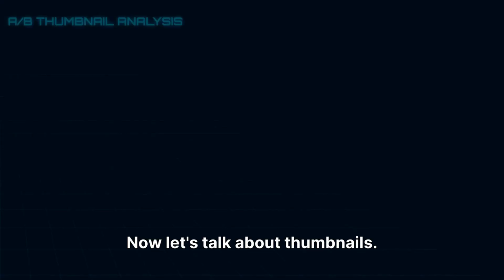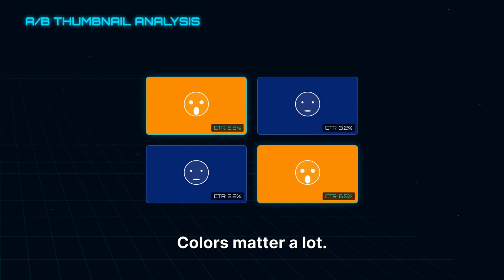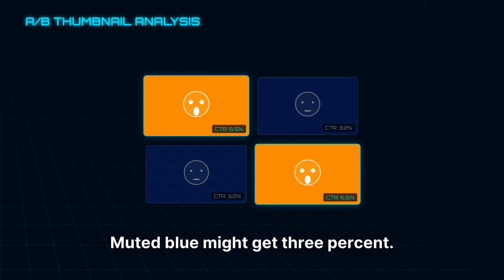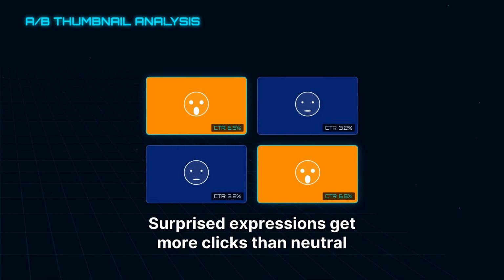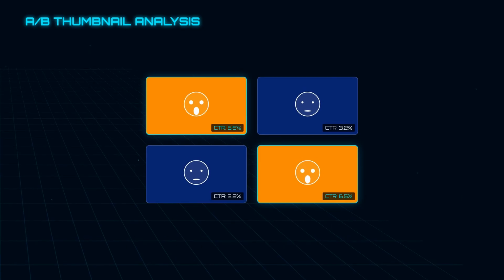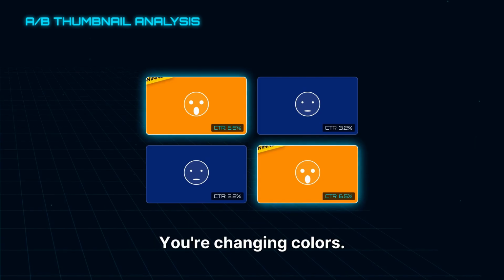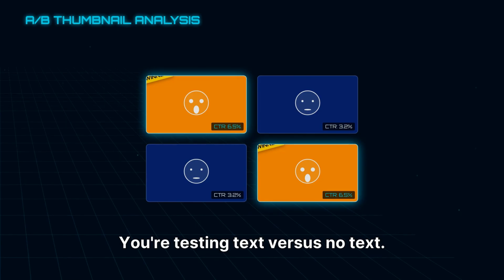Now let's talk about thumbnails. Testing thumbnails is similar but different. Colors matter a lot. Bright orange might get 5% CTR, muted blue might get 3%. Expressions matter. Surprised expressions get more clicks than neutral expressions. Focal point matters. Text matters. When you're testing thumbnails, you're testing these elements. You're changing colors. You're changing expressions. You're testing text versus no text.